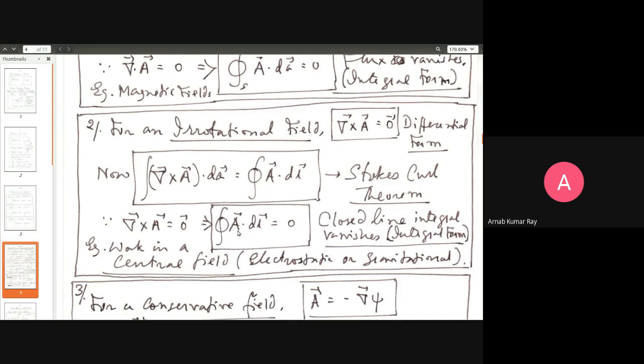And what is F dot dl? F is force, dl is displacement. F dot dl is work. Work is force dot displacement. So work in a central field, whether electrostatic or gravitational, over a closed loop vanishes. So the closed line integral vanishes.